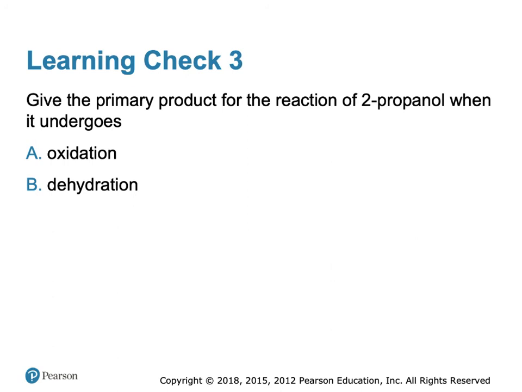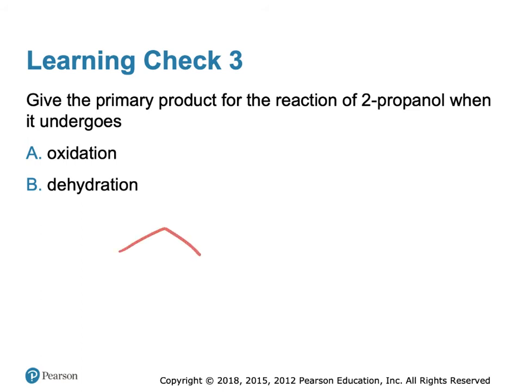I'm going to go through this problem with you just so that you understand it. However, you will not be responsible for this where you have 2-propanol. You might have some homework problems where you're given the name and then you have to draw the structure. However, you will not be responsible for nomenclature on your test. When you're doing homework, you can look up the structure for these names. So give the primary product for the reaction of 2-propanol when it undergoes oxidation.